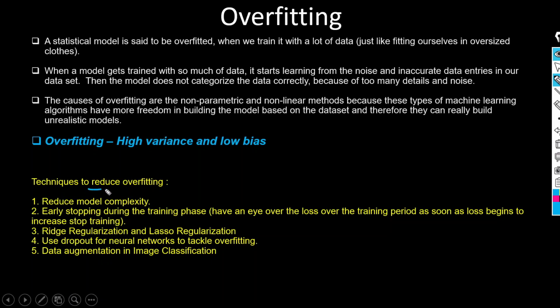So how can we reduce overfitting? We can reduce model complexity. Maybe we are using some complex model, right? Due to that our model is able to fit all the data points. It means it is memorizing all the data points. Or early stopping, that point I will cover in the coming slide, just wait. And L1 regularization and L2 regularization, that I will also cover in the future.